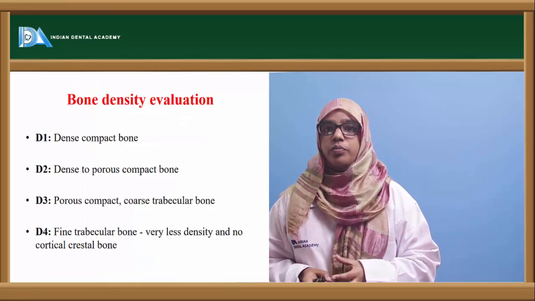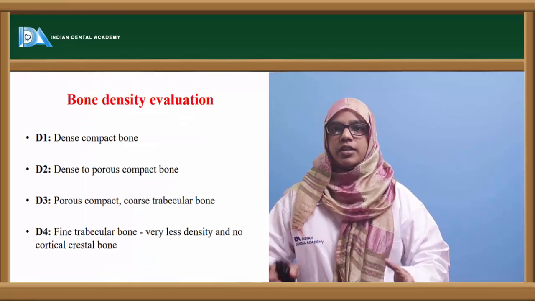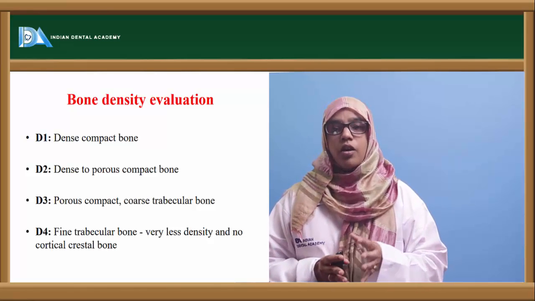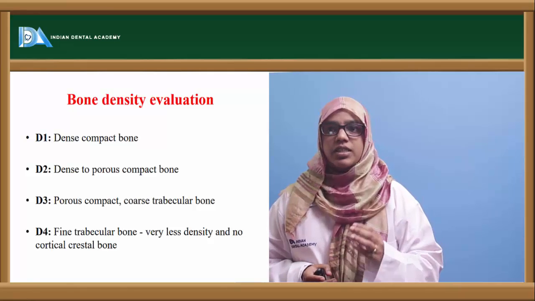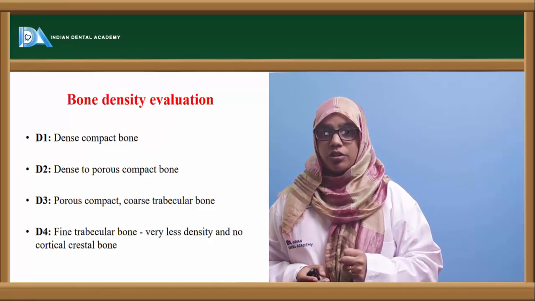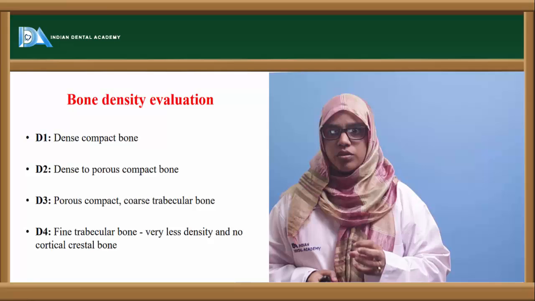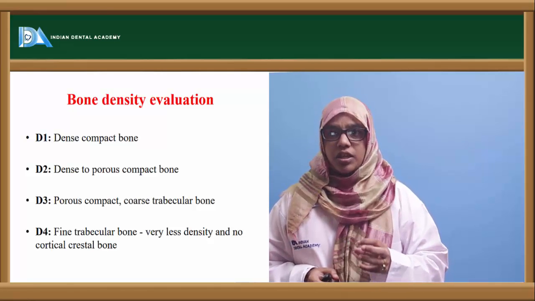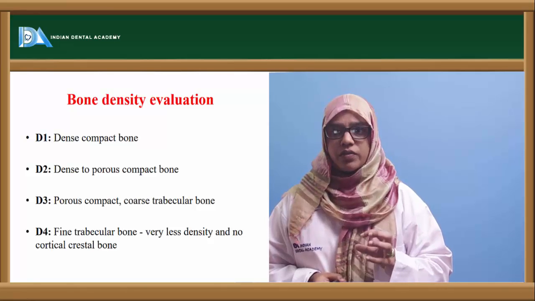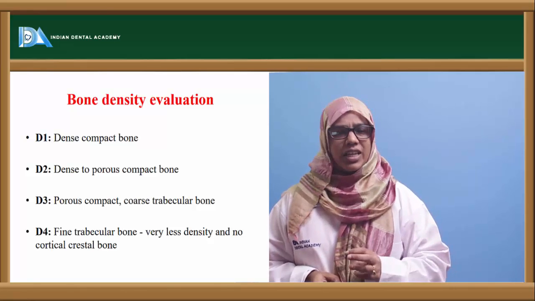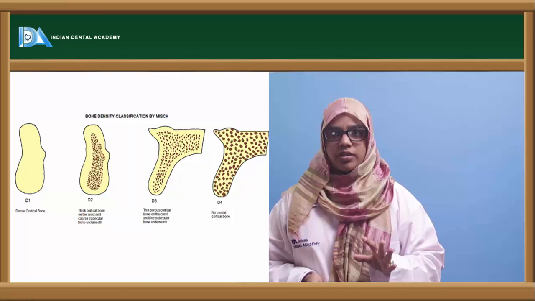Now, the density of the bone plays a very important role in the success of implant treatment. Misch has divided the bone density into 4 types. D1 is dense compact bone, D2 is dense porous to compact bone, D3 is porous compact bone or coarse trabecular bone, and D4 is fine trabecular bone, very low density, with no cortical crestal bone.